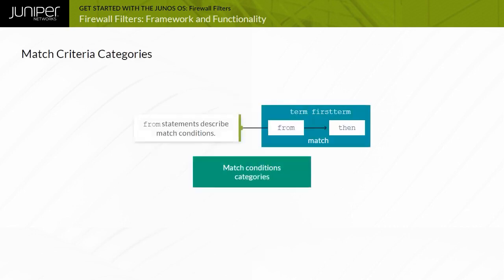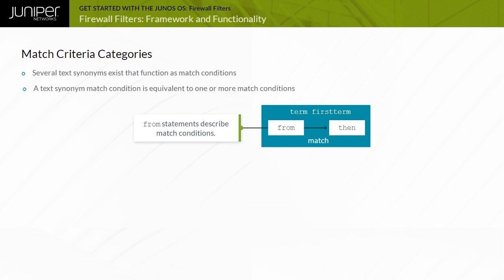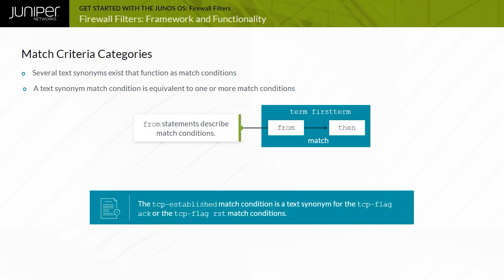Match conditions fall into 3 categories: numeric range, address, and bit field match conditions. You can generally use the same evaluation options for each condition within the category. Several text synonyms exist that function as match conditions. A text synonym match condition is equivalent to one or more match conditions. For example, the TCP established match condition is a text synonym for the TCP flag ACK or the TCP flag RST match conditions.